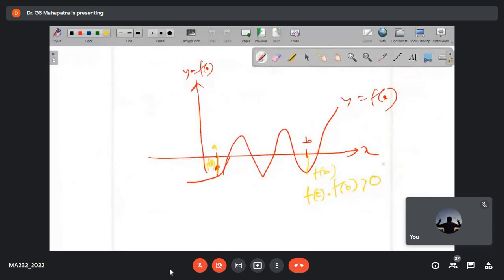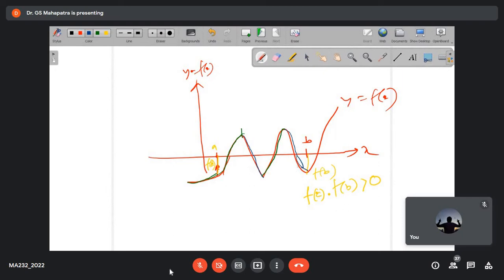Just check this one. Here the graph is increasing, correct? Should I change the color? Here the graph, what type of graph is this one? Increasing. And from here to the next point, in a different color, what is that? Decreasing. Once again, this one increasing, fine. This one decreasing. Correct.